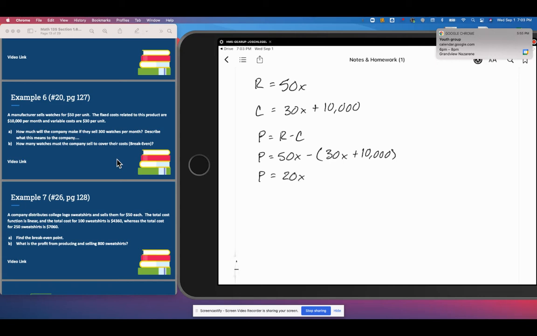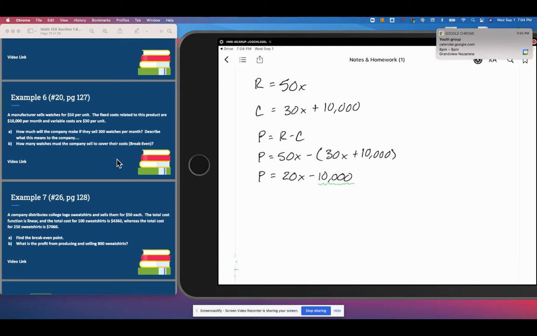20x minus 10,000. And as I've mentioned in previous problems, this minus 10,000 right here is representative of the money we have to pay before we ever start making a profit. And so we need to sell enough units at $20 each to pay off that $10,000 before we start actually making $20 on each one of those things that we sell, in this case, watches. So they are going to sell 300 watches.